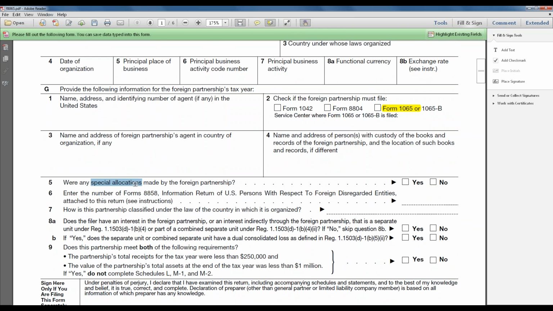Special allocations, a hot button. Just the answer yes means a good chance of a tax audit. Disregarded entities, they want to know about that. Classified under the laws of the country. Once again, some countries may classify it as a corporation. So for example, Canada has an unlimited liability corporation, which means all the shareholders are liable for the debt.